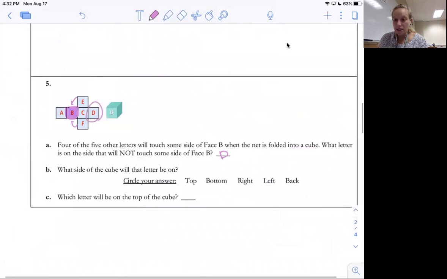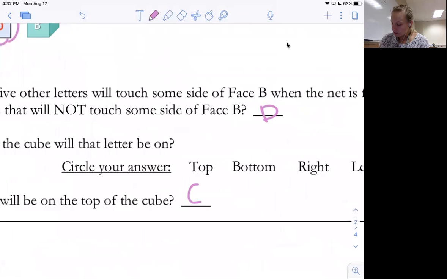If B gets to be in the front of the cube as I fold everything back, D as in dog will go to the back, and E as in elephant stays on the top.